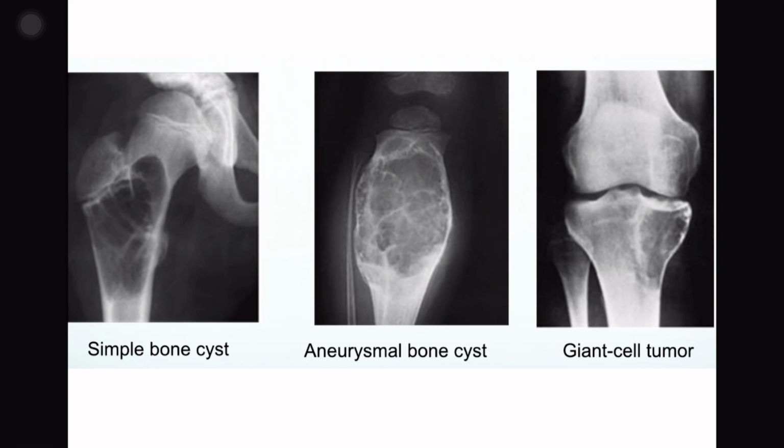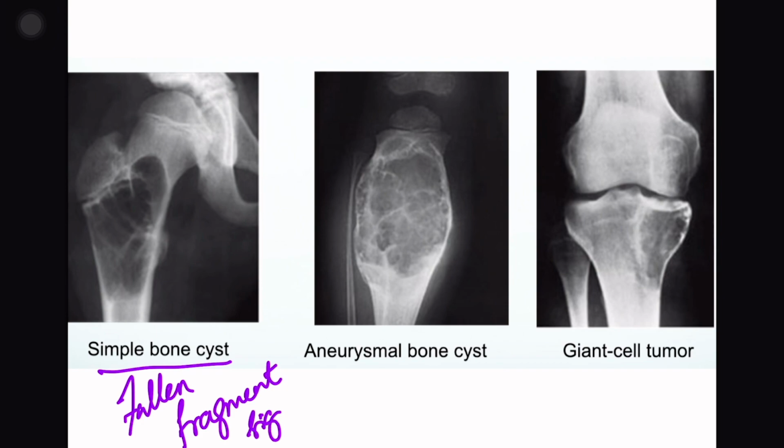When we see the other bone tumors, we have simple bone cyst, aneurysmal bone cyst, and giant cell tumor. In simple bone cyst, there is a fallen fragment sign, which is nothing but a fragment of bone will fall into the cyst and it will be seen as a density in the cyst. So that's called the fallen fragment sign.